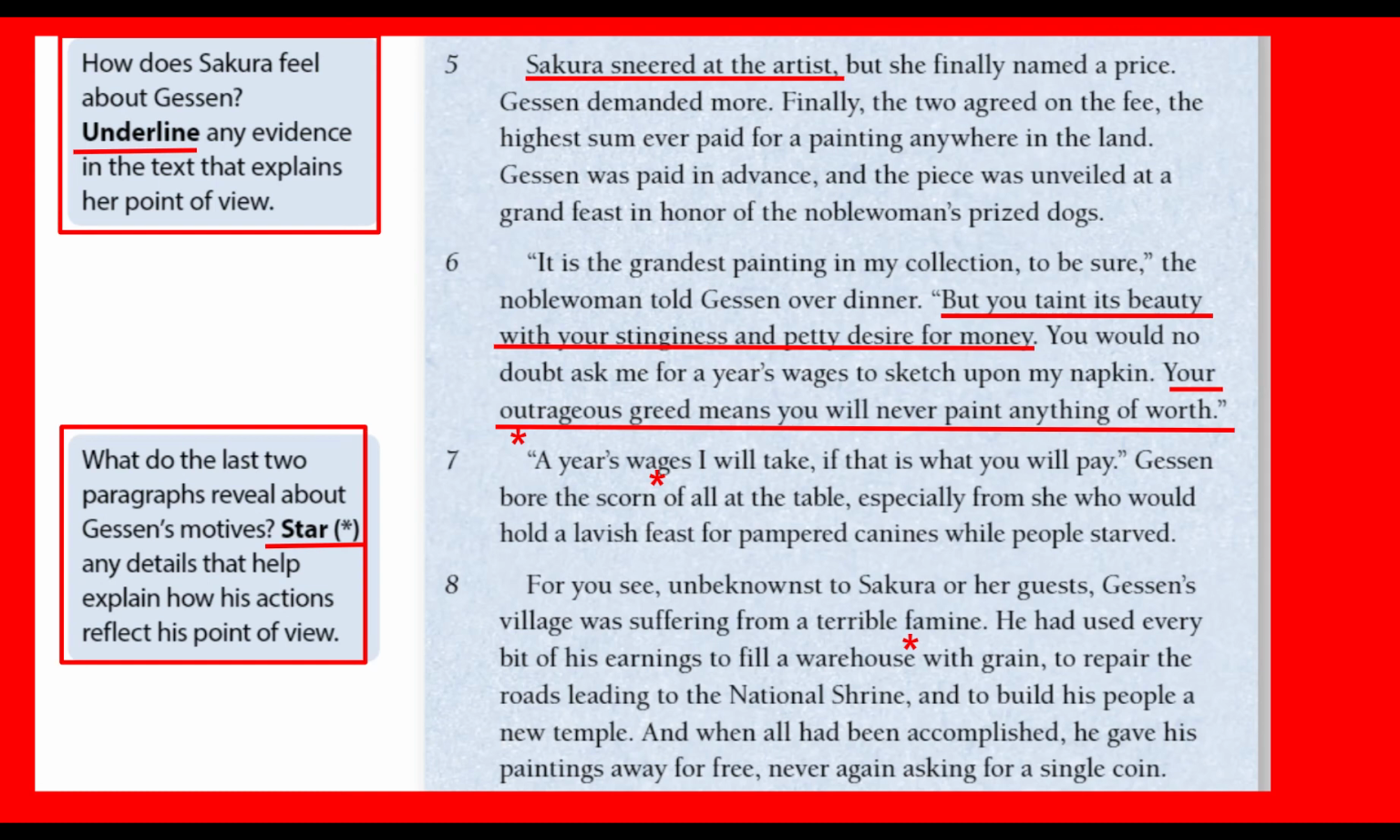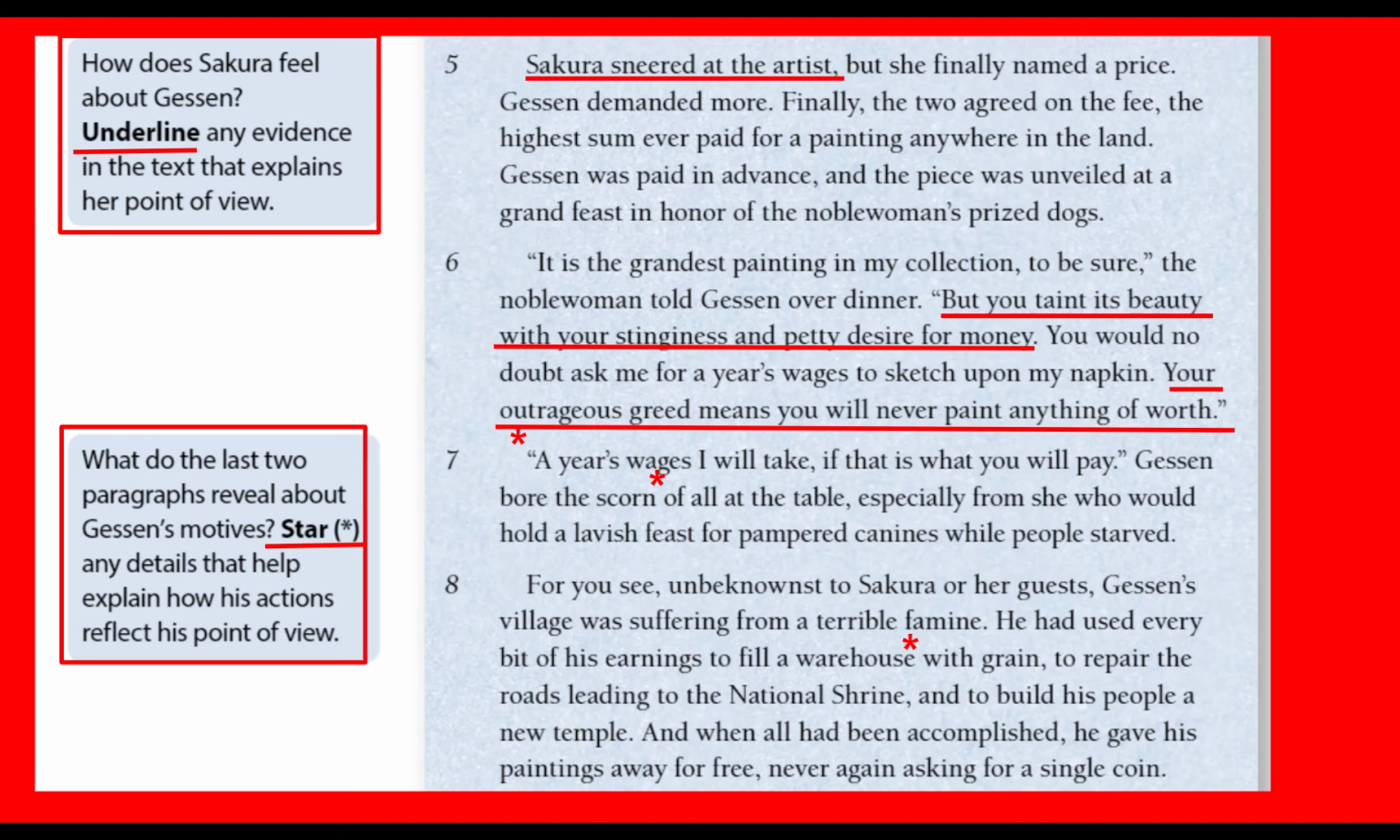He used every bit of his earnings to fill a warehouse with grain. And I put my star beside warehouse. So we know the earnings that he gets from his paintings, he's using them to fill up a warehouse with grain. Now we know that these noble people who he is painting for, they're pretty much rich, right? They can throw all these lavish parties and feasts in honor of dogs, and that kind of seems ridiculous, right?